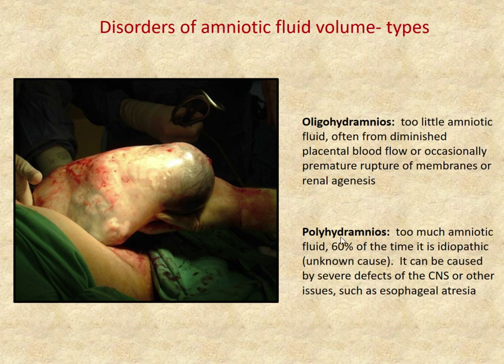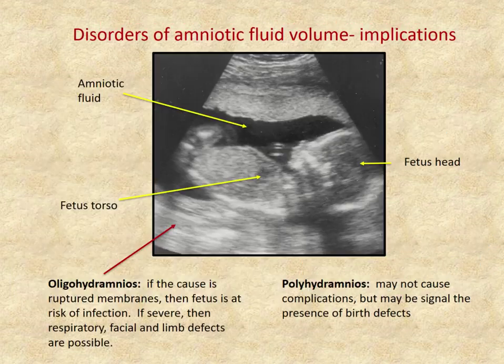And then polyhydramnios is where you have too much amniotic fluid, and most of the time nobody knows the reason, so it's idiopathic. It could be a sign of severe defects of the central nervous system or esophageal atresia, like I mentioned. If the baby isn't able to swallow amniotic fluid, then it's more of a sign that there might be a problem, not necessarily a cause.